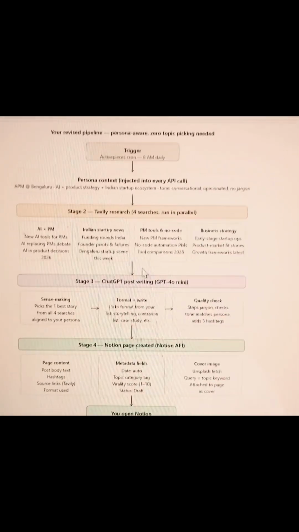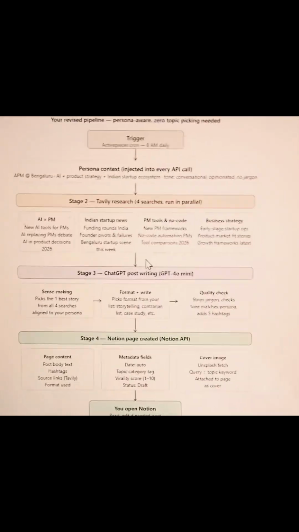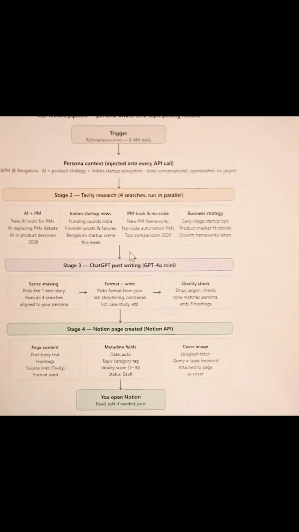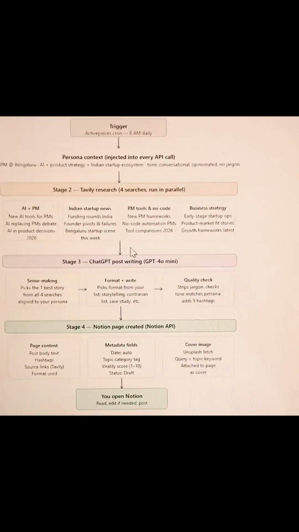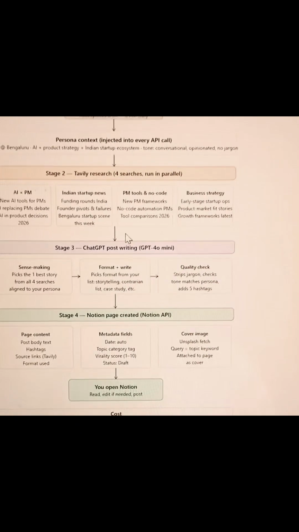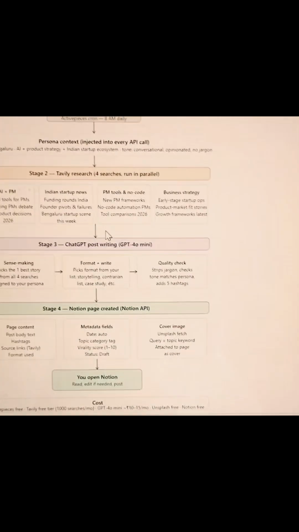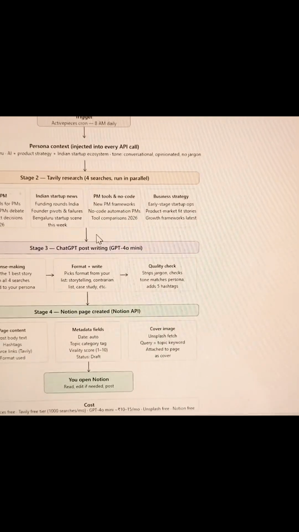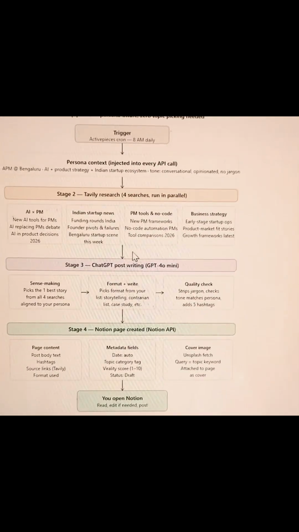So first of all, there is going to be a trigger because in automation there has to be a trigger. In my case, it is 8 a.m. every single day. And then there is persona context, that is it's going to take reference from the Notion database that we have created and then do the Tavily research, that is these are the topics that it's going to search about, and then ChatGPT is going to write a post for me and then save it to the Notion. Also it's going to generate image, and the image URL is going to store in the Notion.